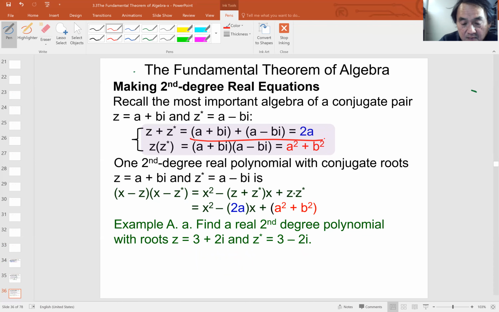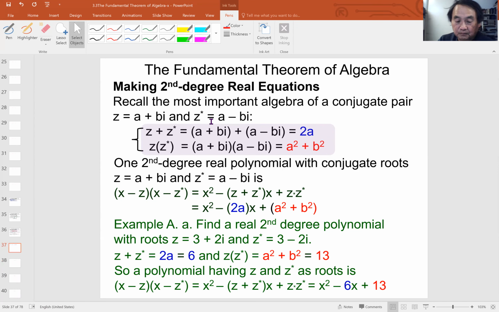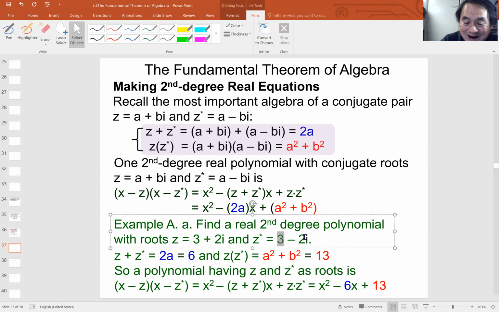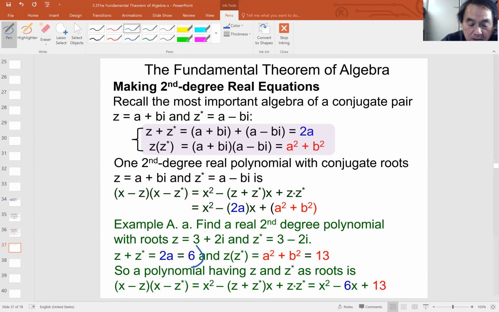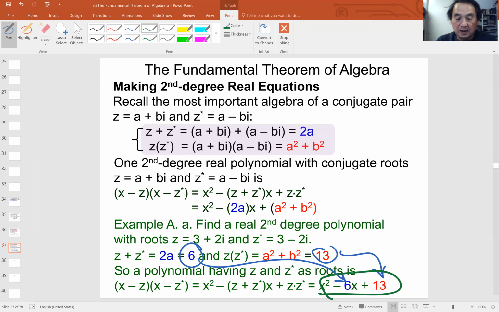And it's very easy. The way you do it, you add them, get 2a first, and multiply them, and that's a squared plus b squared. 9 plus 4 is 13. Then you just put the minus 6 right there, and plus the 13 at the end, and voila, that is the second degree polynomial. Oh, by the way, x squared minus 2a times x plus the product. It's just a plugging-in procedure, just a trick.